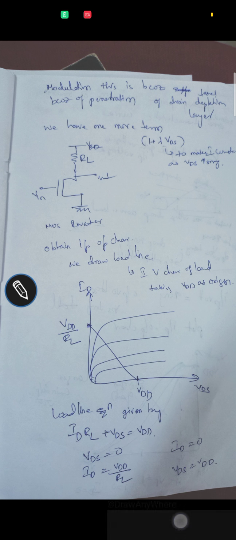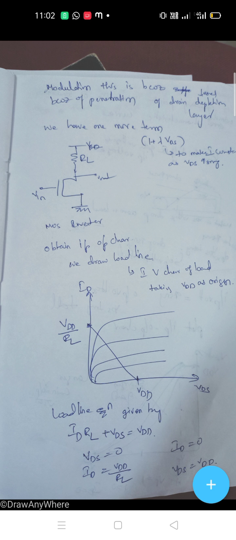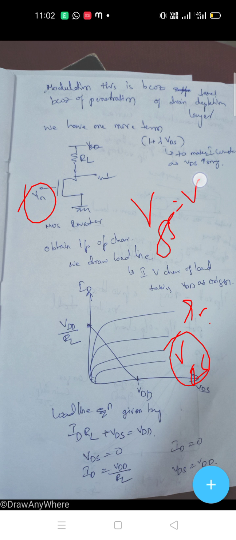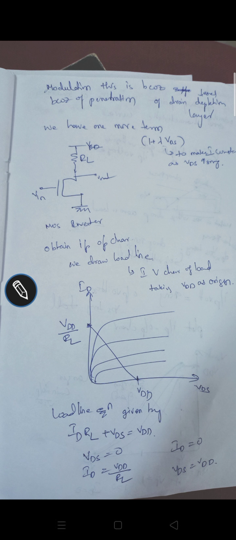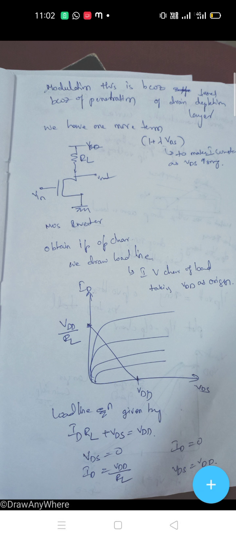If we draw the load line for the characteristics, that is VDS versus ID for different gate to source voltages, gate to source voltage means input voltage. Here VGS equals Vin. So for different input voltages we get these characteristics. When we draw VDS versus ID, we get a graph like this.